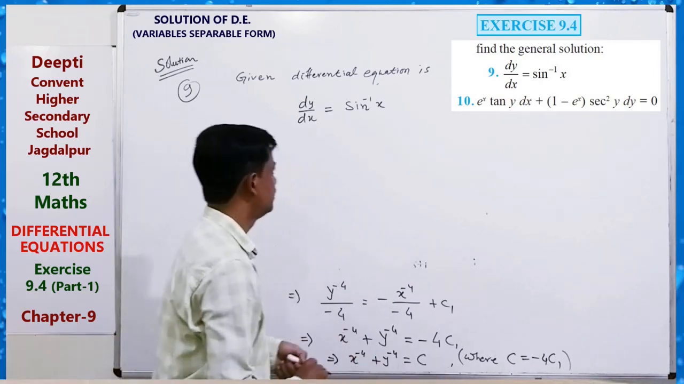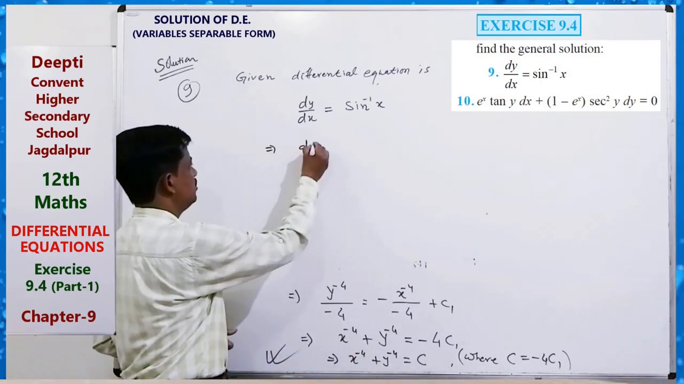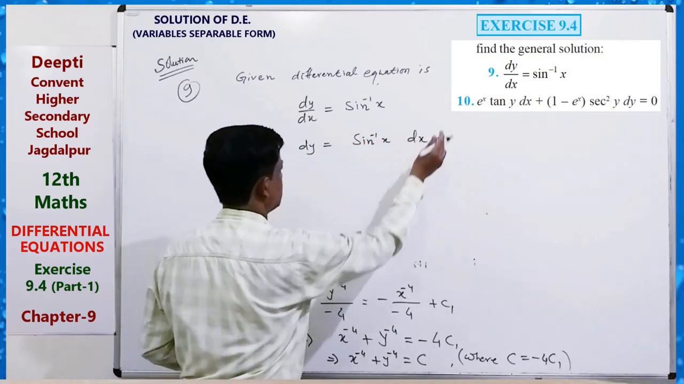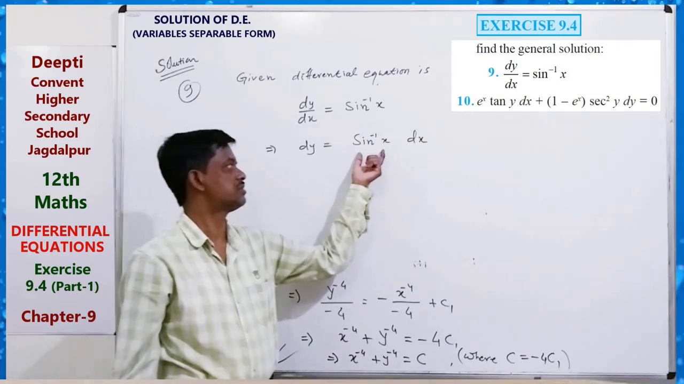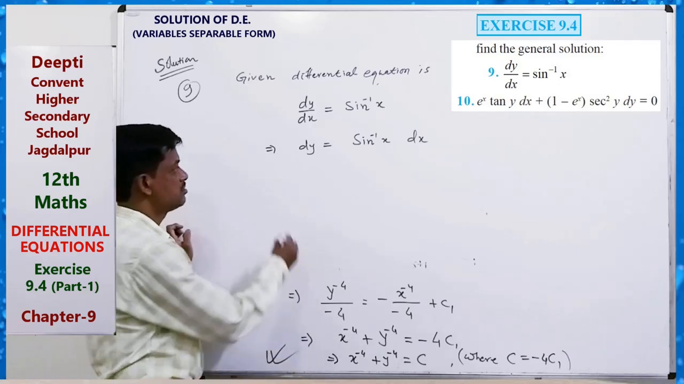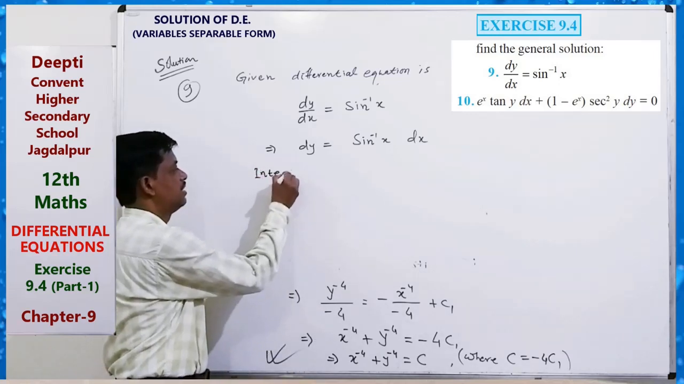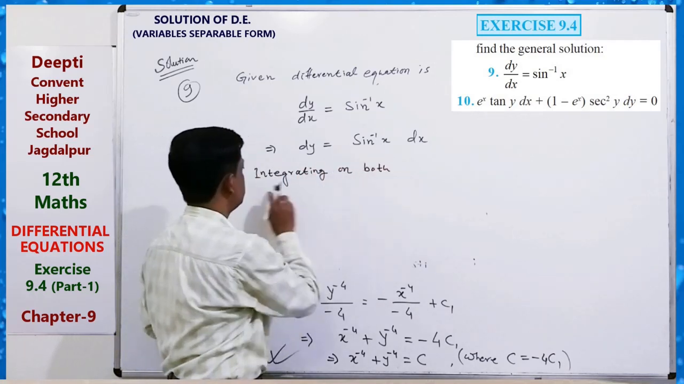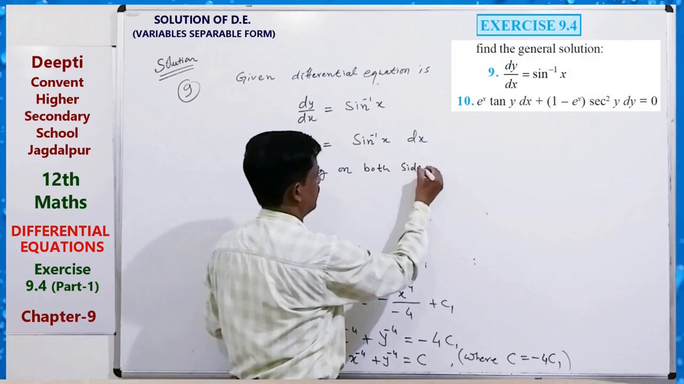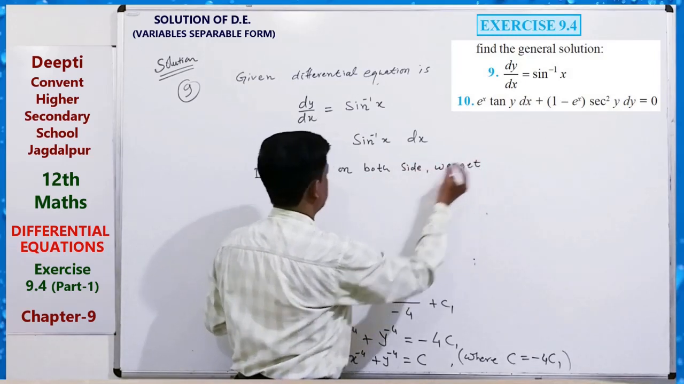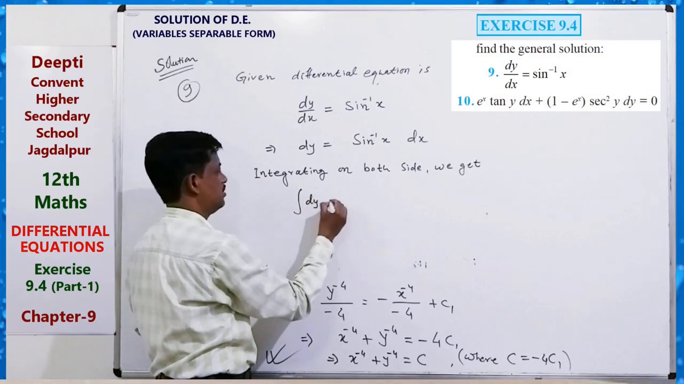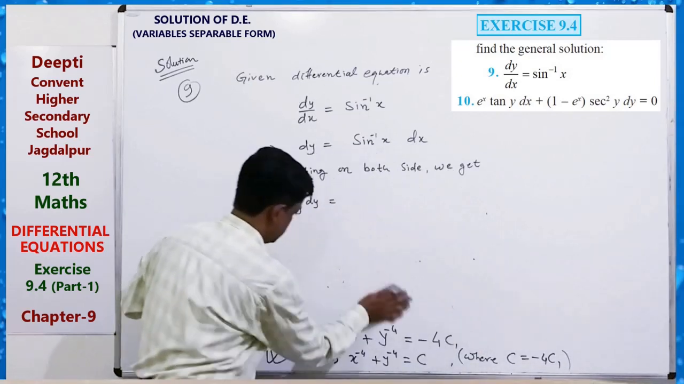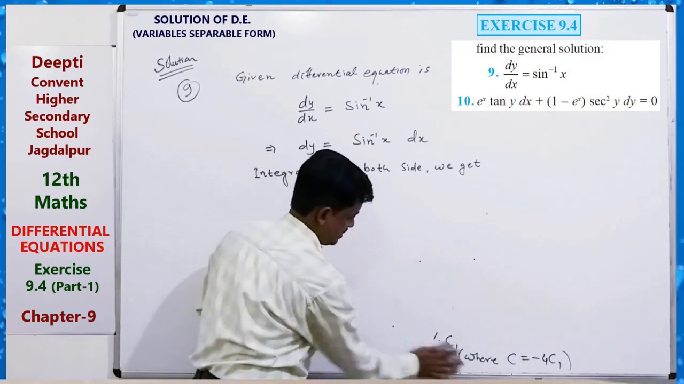So just we can separate it like this. dy equals to sin inverse x dx, separated. Function related to x with dx and y single. So integrating both sides. Integration is main thing here. Integrating on both sides, we get what? Integration of dy equals to integration of sin inverse x.